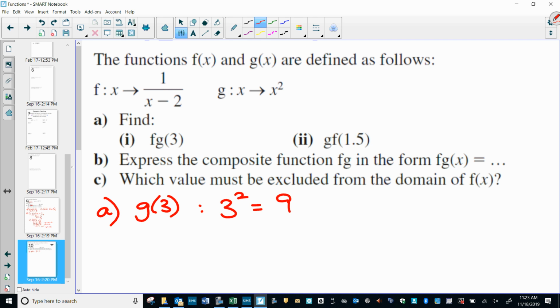Put 9 into x for the function of f. Good. So we're now finding f of 9. So it's 1 over 9 minus 2, and we would just leave it as a fraction, 1 over 7. Wait, how did you get 9 minus 2? Because I substituted 9, that value we just got, into the function for f. You see it now?